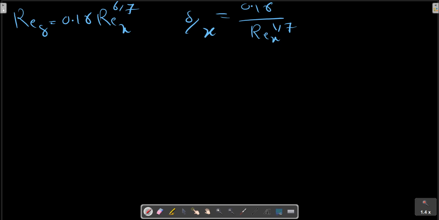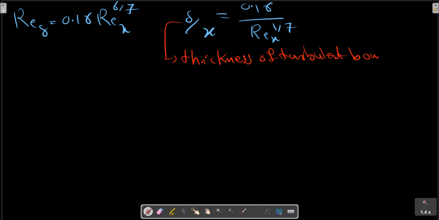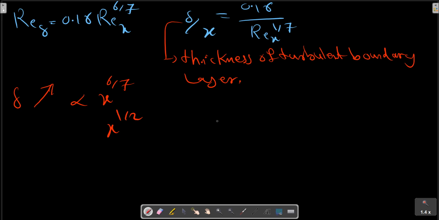Thus the thickness of the turbulent boundary layer increases proportional to x to the 6/7, the root of 6/7, and far more rapidly than the laminar increase with x to the 1/2 flow.